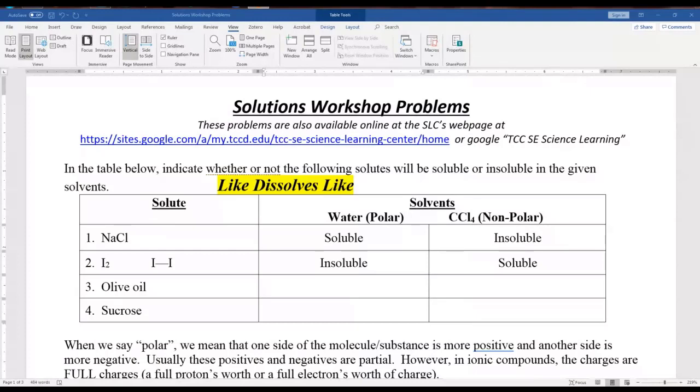The only type of molecules that they'll probably give you as far as solutes to determine if it's polar or nonpolar would be two atom molecules.